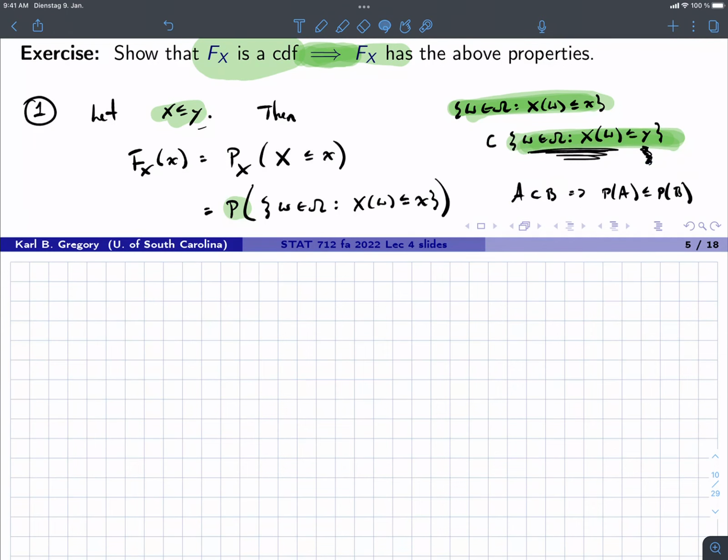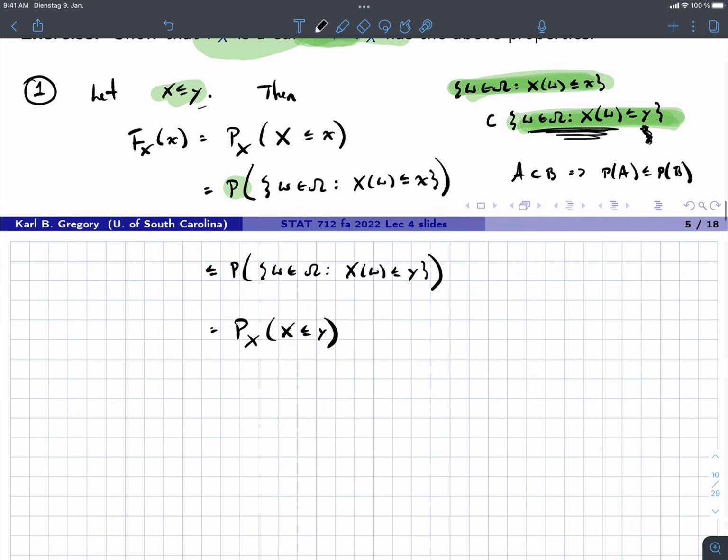So let me put that over here. So I can write less than or equal to the probability of the set of outcomes for which my random variable is less than or equal to little y, because y is greater than or equal to x. And this is the probability that x is less than or equal to y, and that is the CDF evaluated at little y. So we've established this inequality right here.